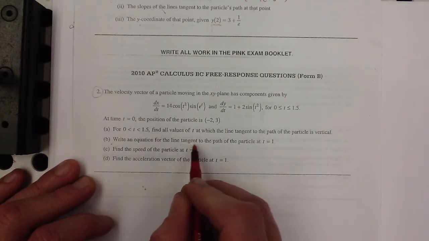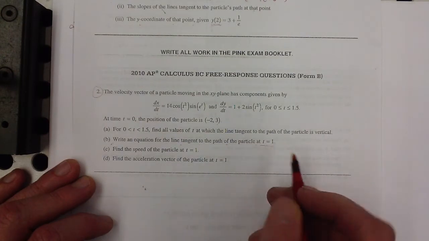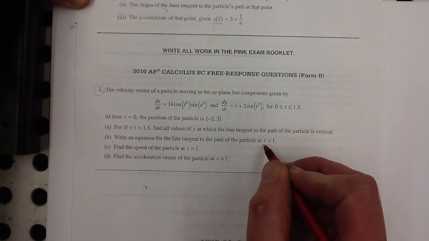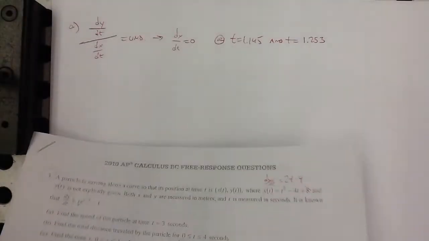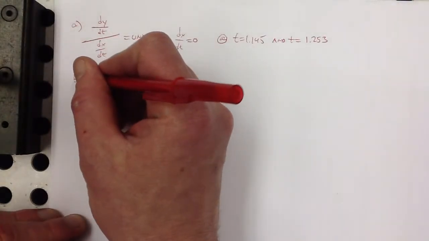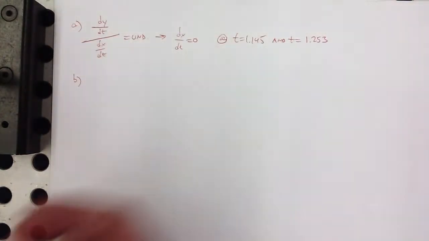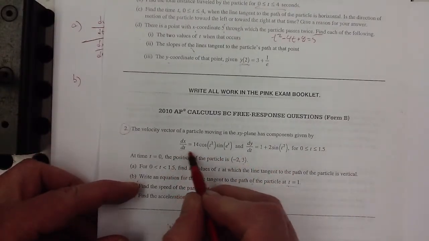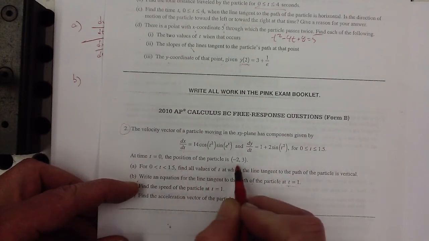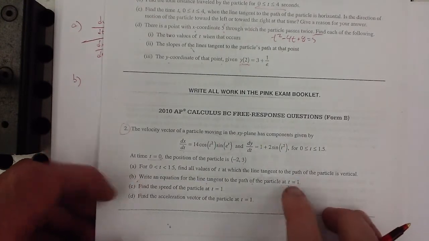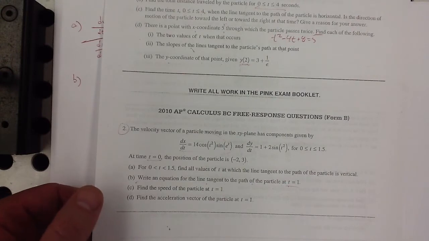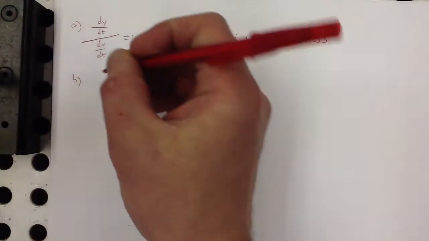Okay, part B. Write an equation for the line tangent to the path of the particle at t equals 1. Okay, so to find that I need a point and I need a slope. How do I find those points? Because I don't have equations for x and y, but I do have an x value and a y value for t equals 0. So if I want to know the x and y coordinates at t equals 1, I have to do a couple little fundamental theorem things here to find those points.